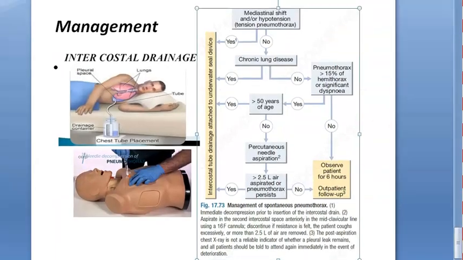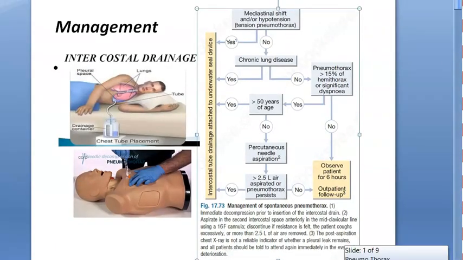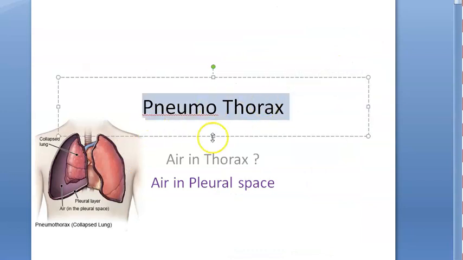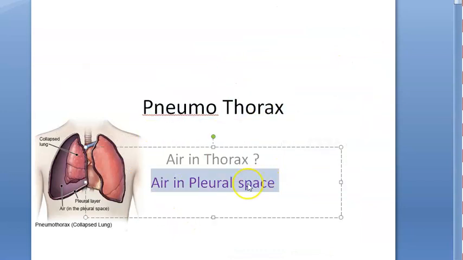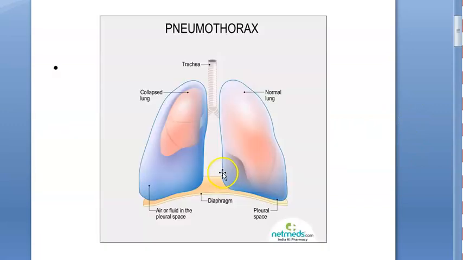So we are done with pneumothorax, guys. Hope you understood something. Now let us take a recap. So in this video, we wanted to look at pneumothorax because it is nothing but air in the pleural space. You can see here, there is air in the pleural space causing the lung to collapse.